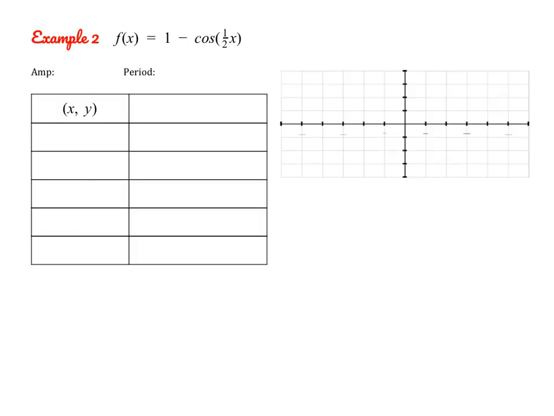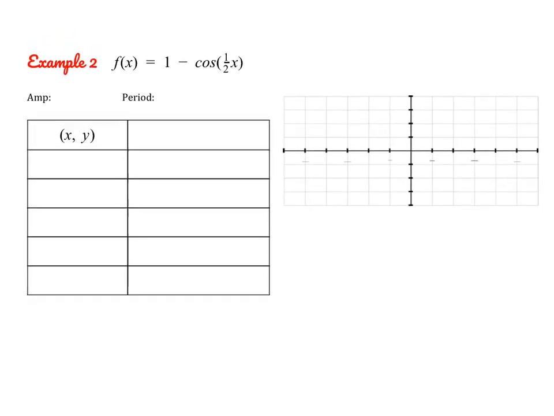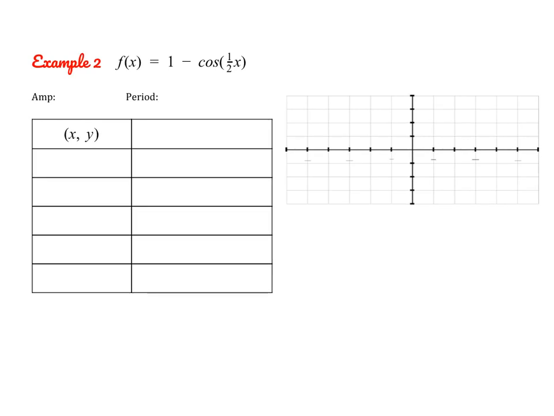Okay, let's try another example together. So this one, we're going to be graphing cosine. So we'll start with the parent function coordinates. So remember, cosine starts up at the maximum. So it starts at 0, 1, and then pi over 2, 0, pi, -1, 3 pi over 2, 0, and then it returns at 2 pi to the maximum at 1.